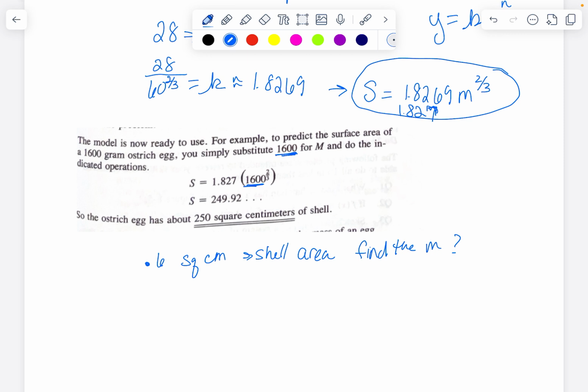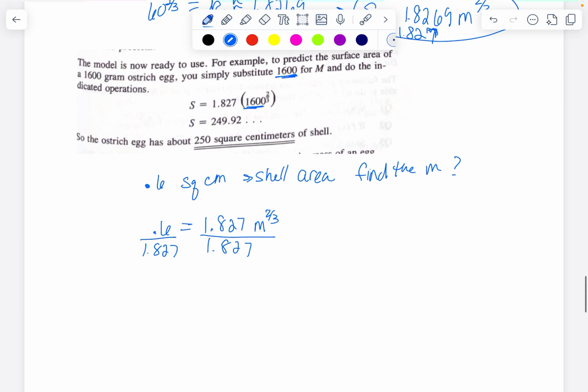And we can, because we will put in 0.6 for S, and we'll use our model, 1.827, and we leave M, because we're searching for M, to the 2/3. First thing we're going to do is divide to get M by itself, by 1.827. I'm not going to simplify to the end, I'll use my calculator once. We're going to say that that equals mass to the 2/3.